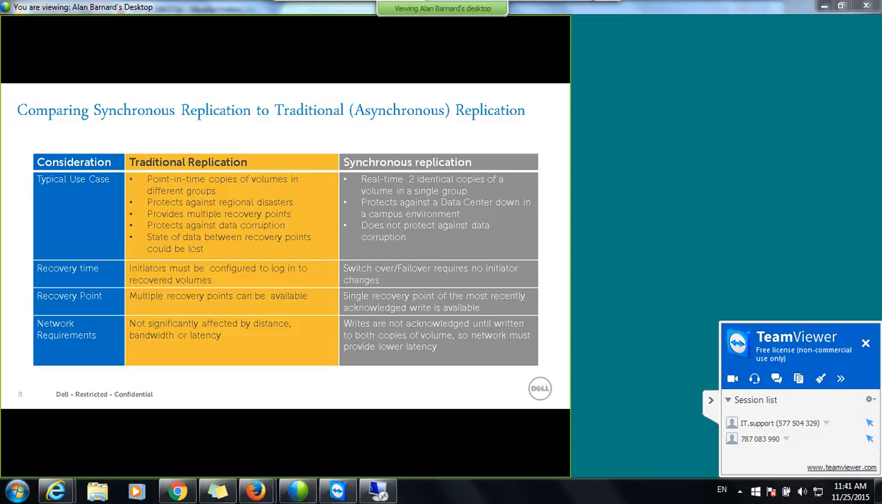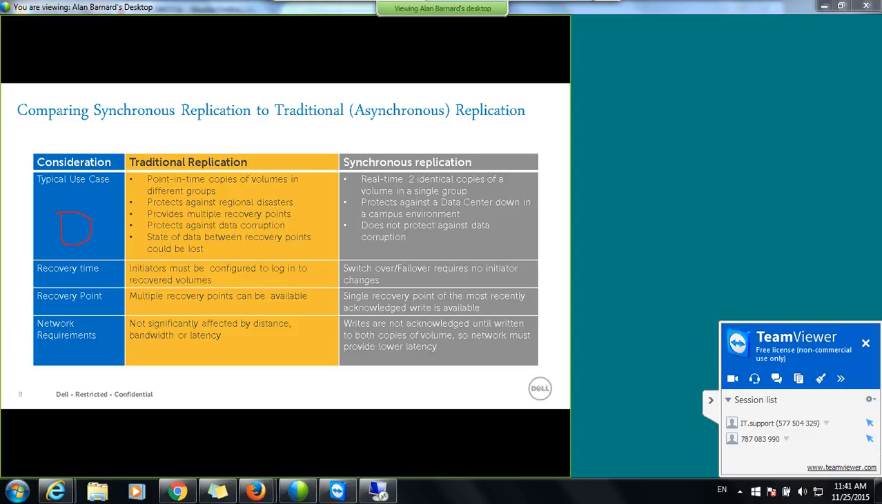In traditional replication, state of data between recovery points could be lost. Now, in terms of recovery time, the initiator must be configured to log in to recovered volumes.